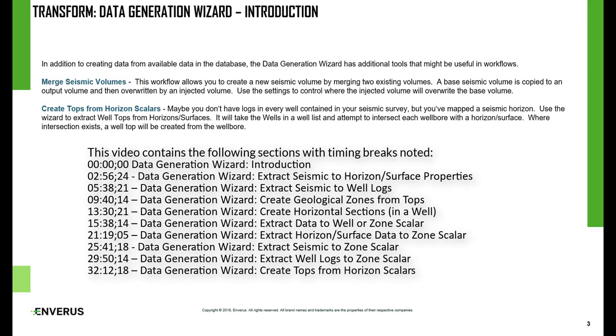Second, you can create tops from horizon scalars. Maybe you don't have logs in every well contained in your seismic survey, but you've mapped a seismic horizon. Use the wizard to extract well tops from horizon surfaces. It will take the wells in a well list and attempt to intersect each wellbore with a horizon surface. Where an intersection exists, a well top will be created from the wellbore. These are just a few more. I'm just trying to get you introduced to the Data Generation Wizard, but let's go ahead into Transform and take a look at this module.